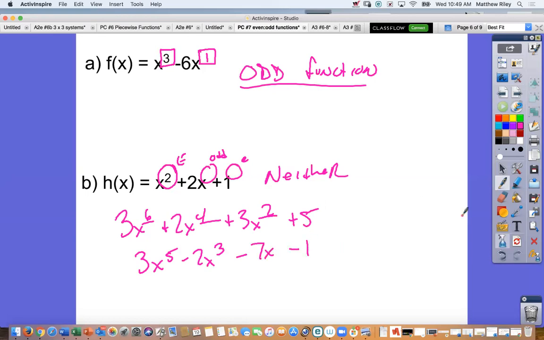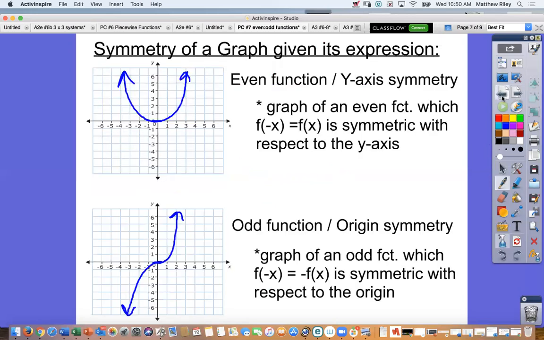Is that even, odd, or neither? Neither. Why is it neither? Because that has an exponent of 0, which is even. So this would be neither, and this one would be even. Okay? Let's move on. Wait, why is B neither?